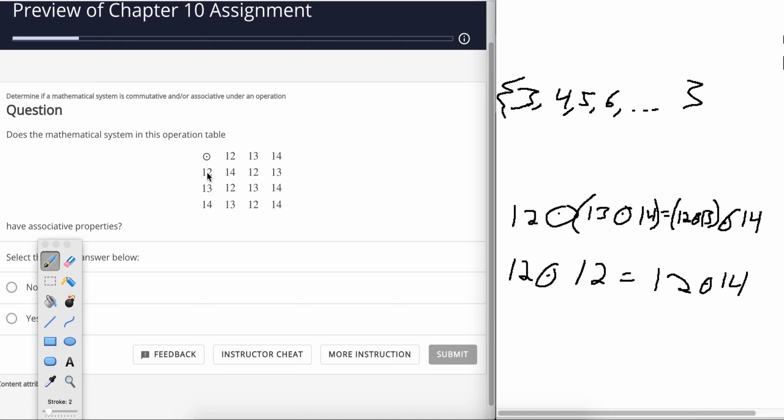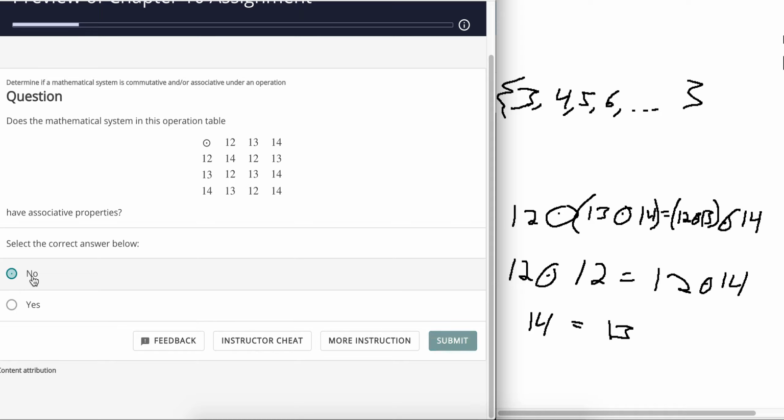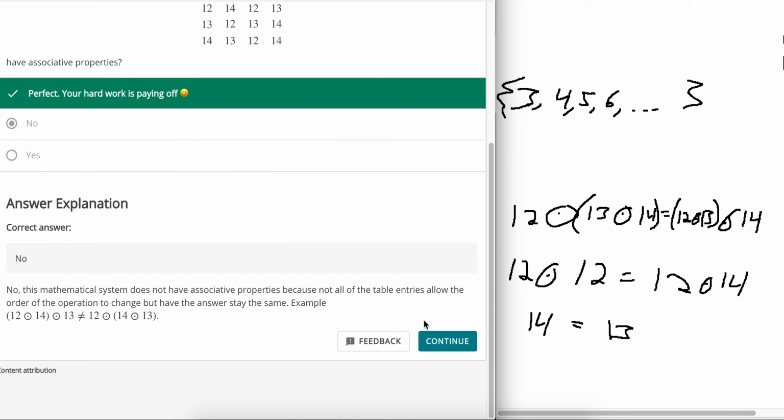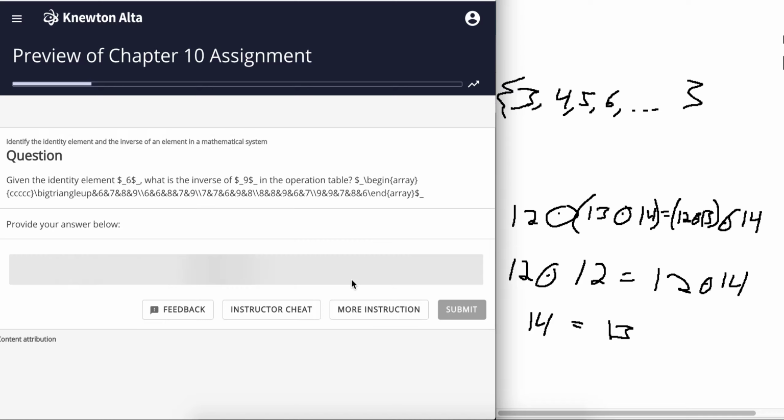And so 12 gives you 14 on the left. And now 12, 14 gives you 13. It is not the associative property. It doesn't hold. We found a counterexample. If it did work, though, you're going to want to go back and check other options. Okay? Keep working until you've thoroughly convinced yourself.